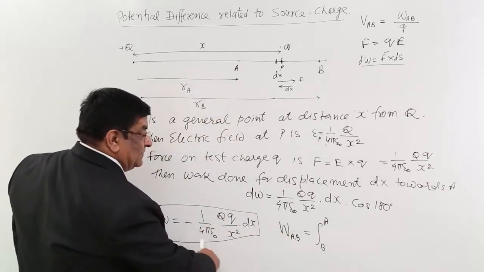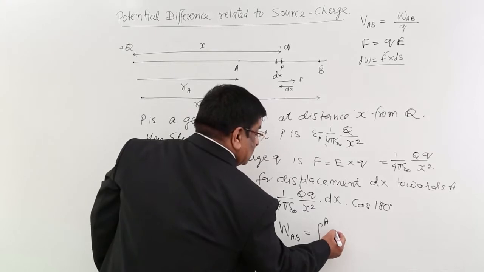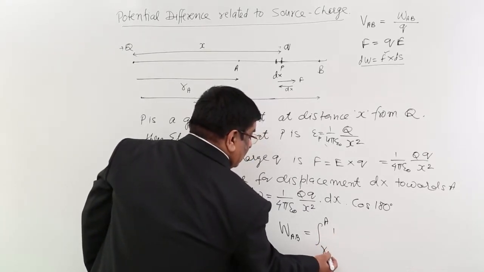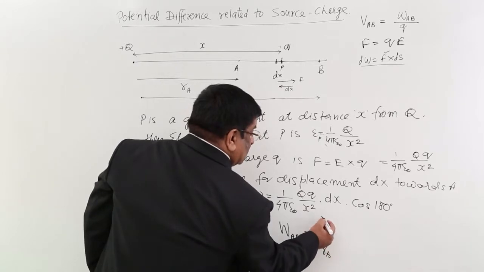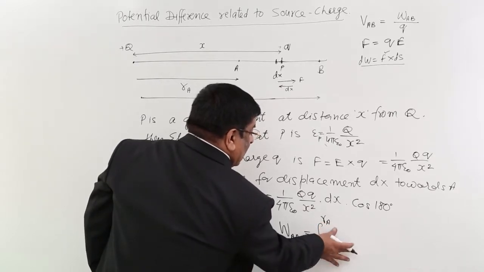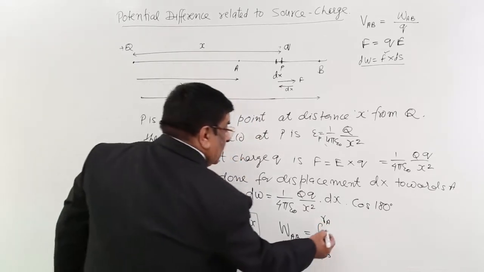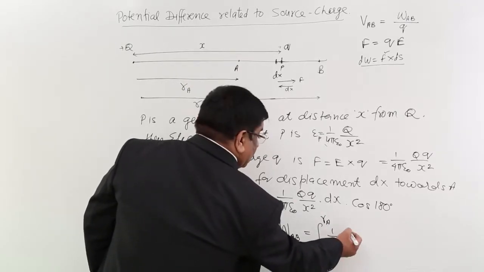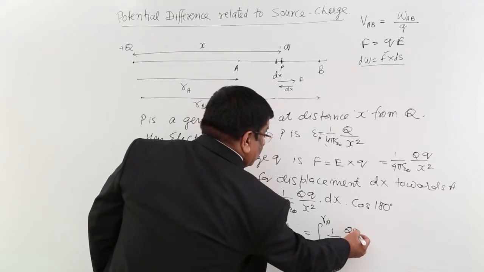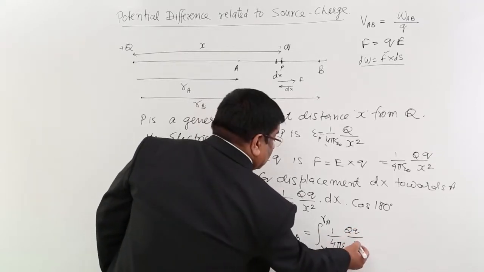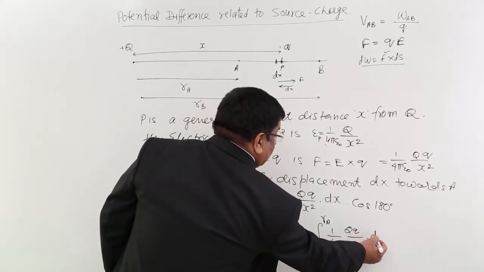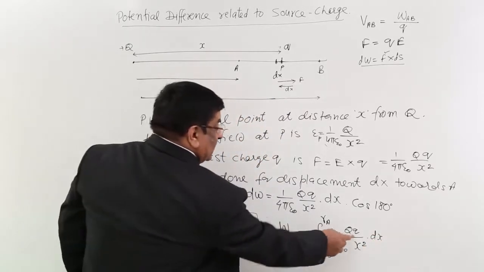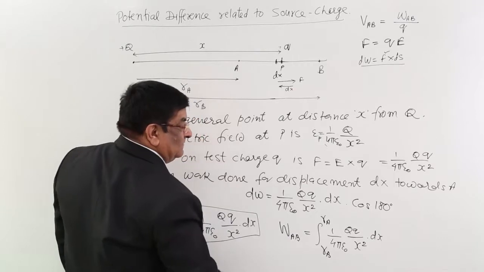This dw. I should write RB to the distance RA, and the integration is to be done for 1 upon 4 pi epsilon naught into q upon x square into dx, which is the value of dw. So integration of dw is the total work done.